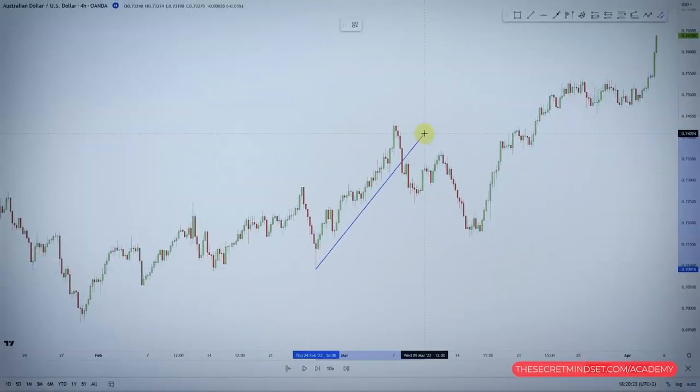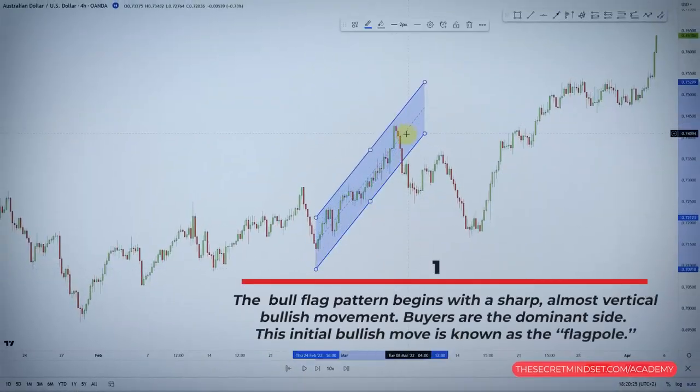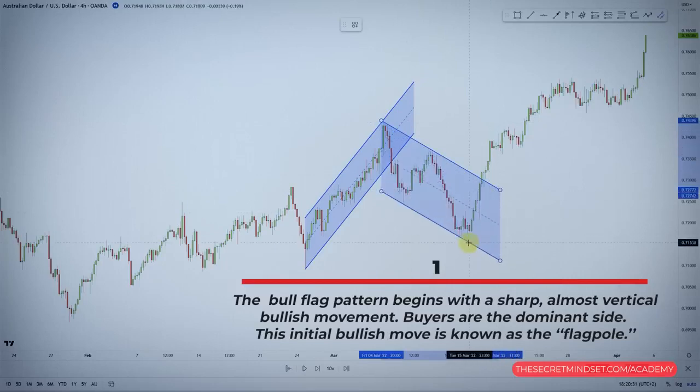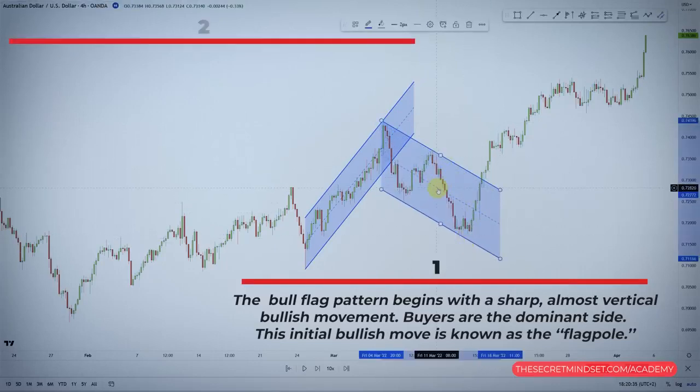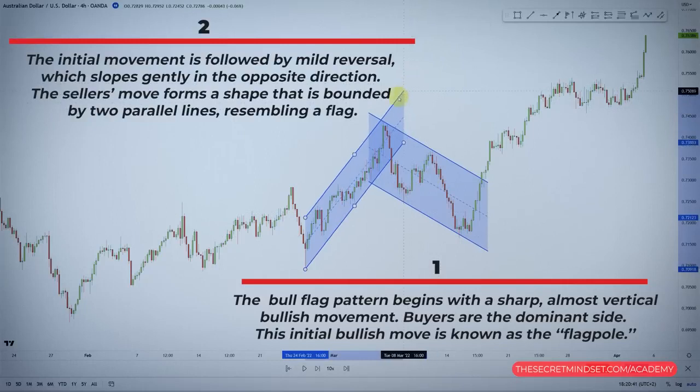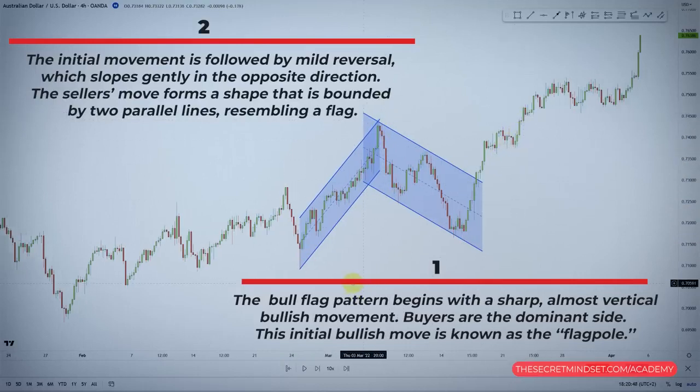A bull flag pattern begins with a sharp, almost vertical bullish movement. This move indicates that the buyers are the dominant side. This initial bullish move is known as the flagpole. This initial movement is followed by a mild reversal, which slopes gently in the opposite direction. This second move indicates that the sellers are unable to show a similar response.